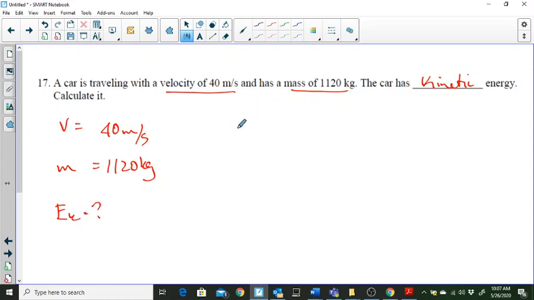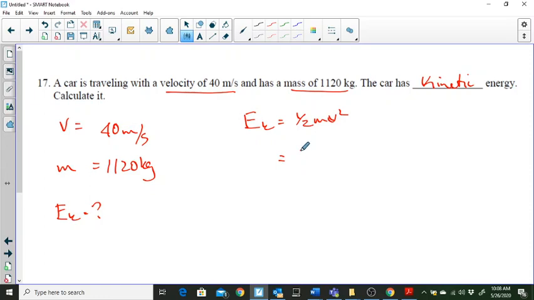So what's our formula for kinetic energy? EK is equal to 1/2 mv squared. You've got your cheat sheet, you have your reference sheet beside you. You should always have that beside you when you're doing work with questions like this. All right, so here we have our formula. So now we're going to plug in our values.